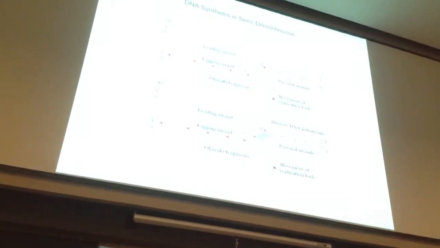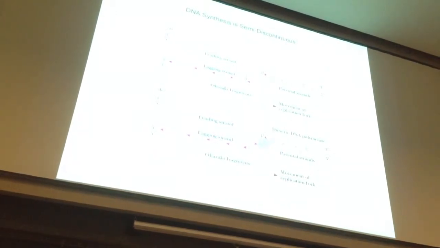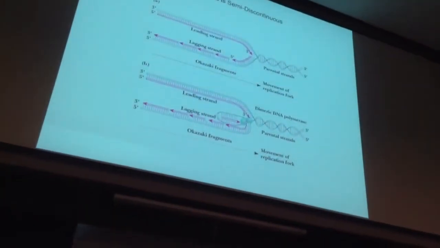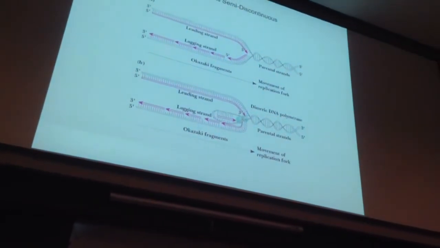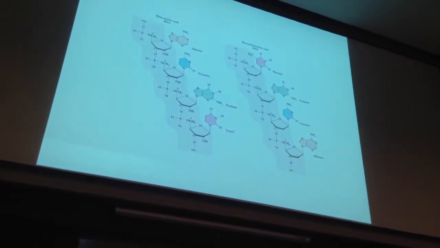If you look at a replication, at each end of the bubble, this is called a replication fork. The polymerase complex is moving this way and opening up these parental strands, so it has to unwind it. And then DNA synthesis goes on. Now remember on the last slide, we said that DNA synthesis, polymerases have to have this 3' hydroxyl in order to add a nucleotide to.